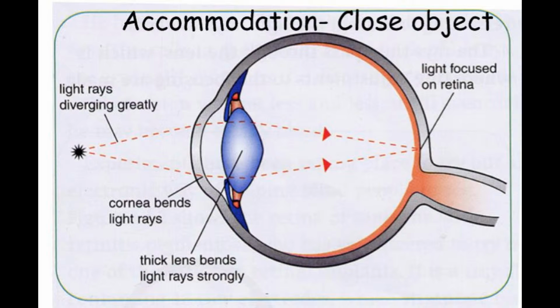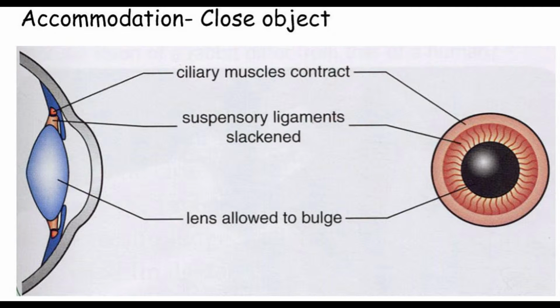Light rays from a close object enter the eye at a wide angle. This means they will need a lot of refraction. A shorter, thicker lens will be needed. To achieve this, the ciliary muscles will contract. This will have the effect of pulling in the front of the eye. Tension will be reduced on the suspensory ligaments. They will become slack. This will take the tension off the lens, and the lens will revert to its natural, wide, bulging shape. This makes the lens a strong lens able to produce enough refraction.